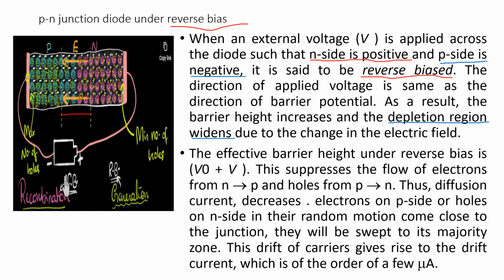Thus, diffusion current decreases. Electrons on the P side or holes on the N side, in their random motion, come close to the junction. They will be swept to the majority zone. This drift of carriers gives rise to the drift current, which is of the order of microamps. This is also an important point to note. It is microamps. Micro means 10 to the power of minus 6.